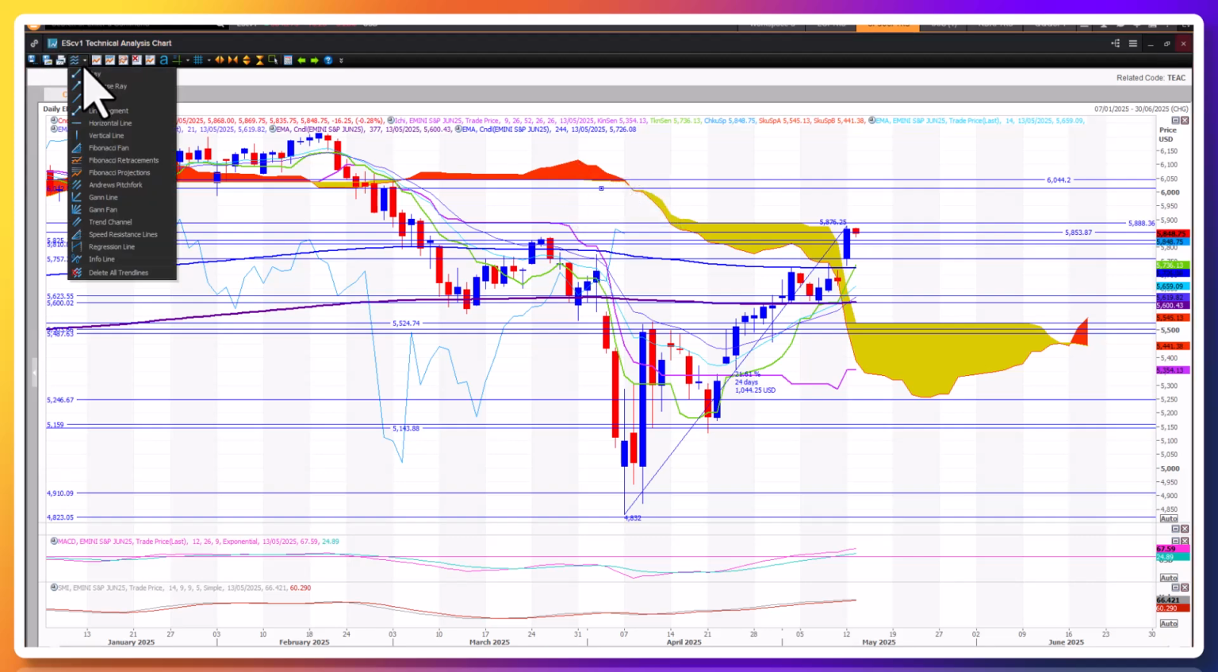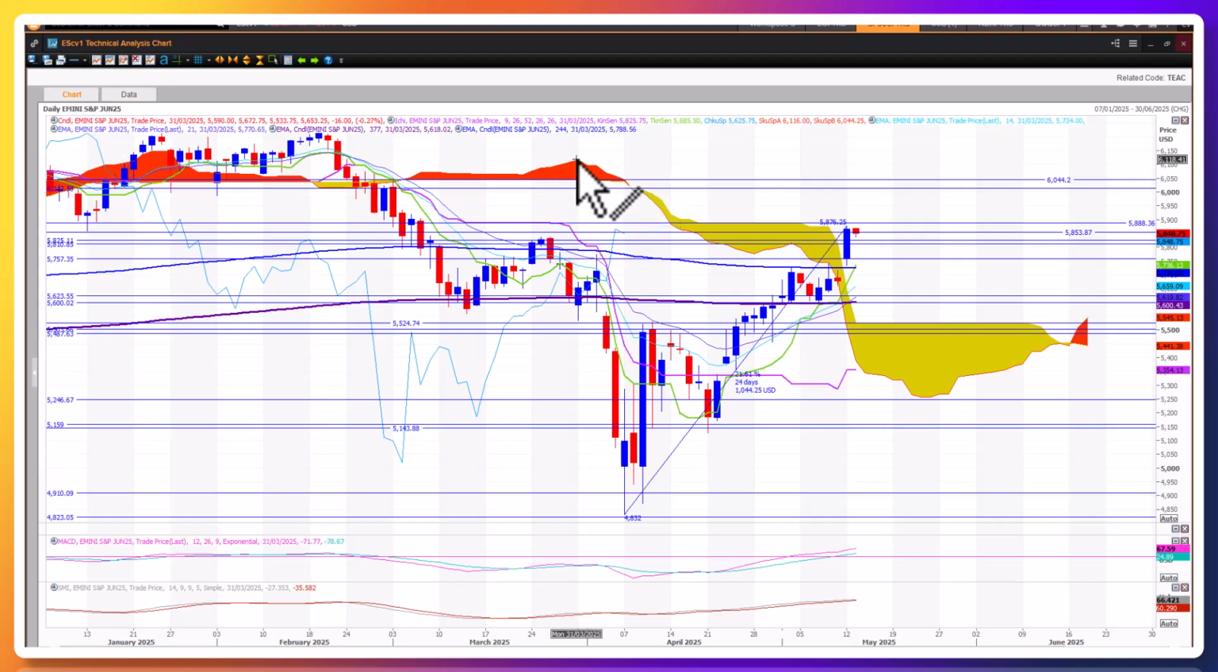Let's pop a number in there. That zone there, that's the top end of the cloud, 6116. So these are the potential upside targets, resistance targets.